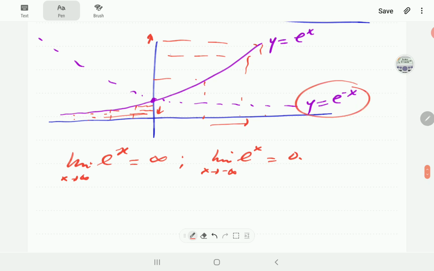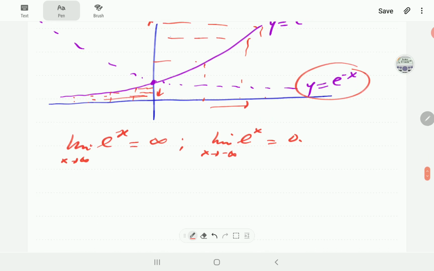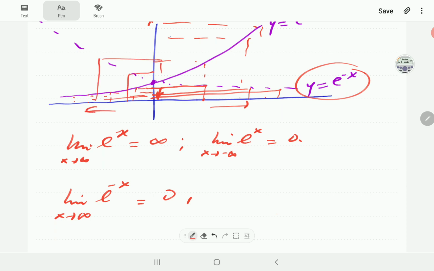And then for this one, the behavior is the exact opposite. This time, as x goes to infinity, y is going to 0. And then as x goes to negative infinity, as x is going this way, y is going that way. So the limit of e to the minus x as x goes to infinity is 0.